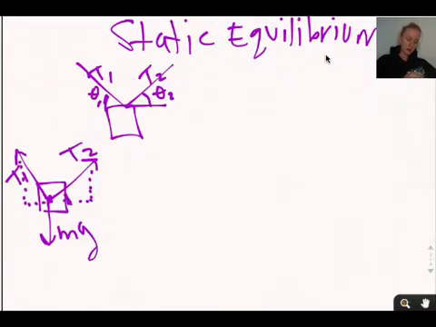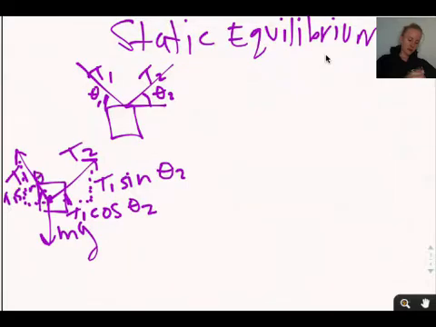This one is opposite, so it's T1 sine. Opposite is the sine one. This one is adjacent, so it's the cosine. This is your angle, so the opposite one is over here, T1 sine, and the cosine one is there. So let's look at what forces we have going up and down.